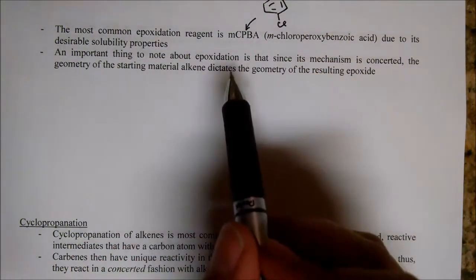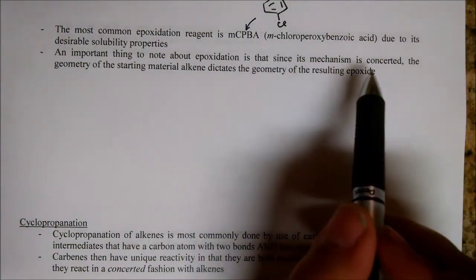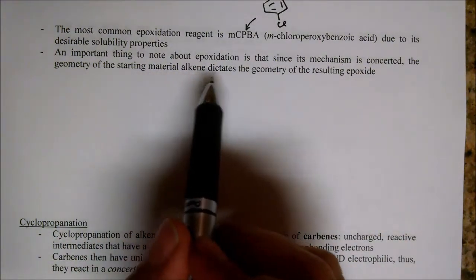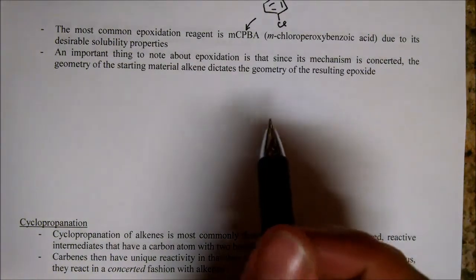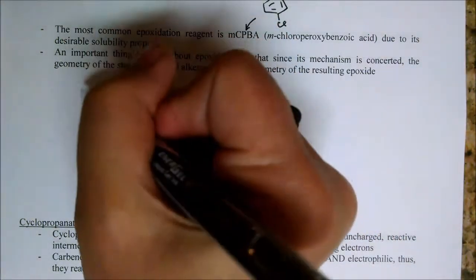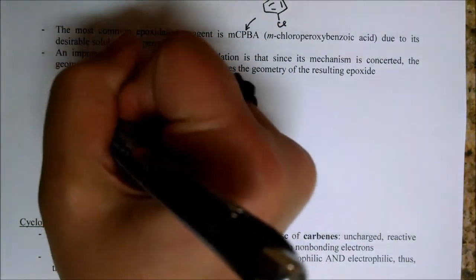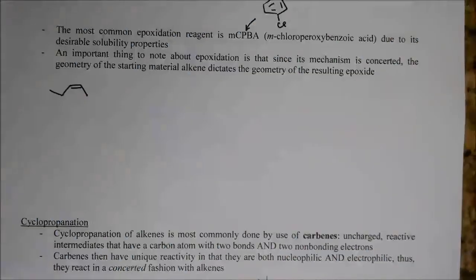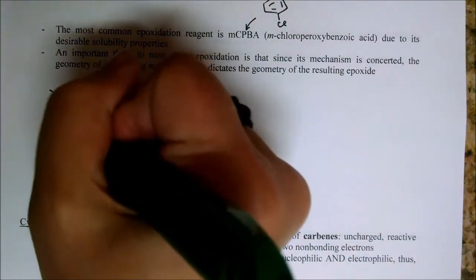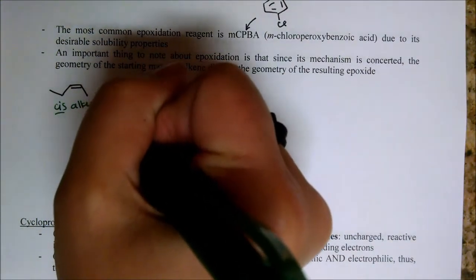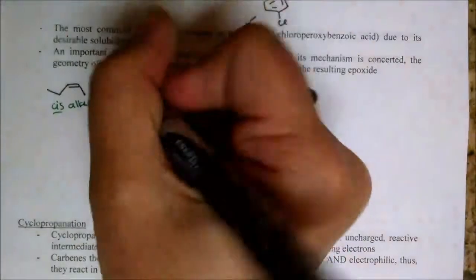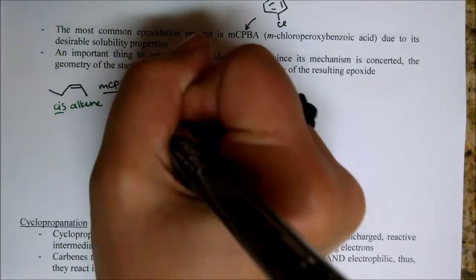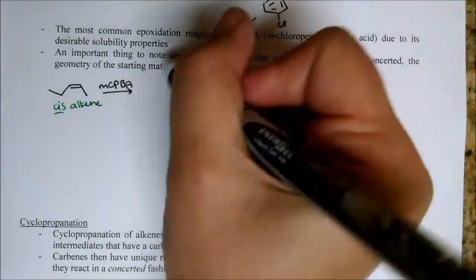Okay, important thing to note about epoxidation is that since its mechanism is concerted, the geometry of the starting material alkene dictates the geometry of the resulting epoxide, right? Because it all happens on the same side of the alkene. So let's say we start with this cis alkene. Okay, it is a cis alkene. All right. Again, we throw in some nice white, pretty MCPBA after we weighed it out.